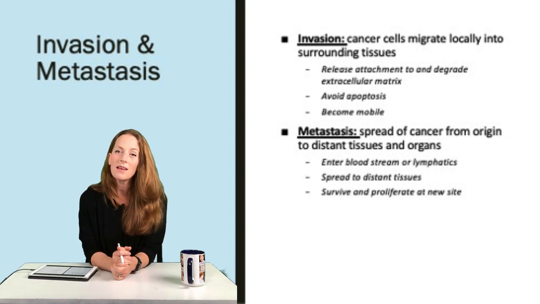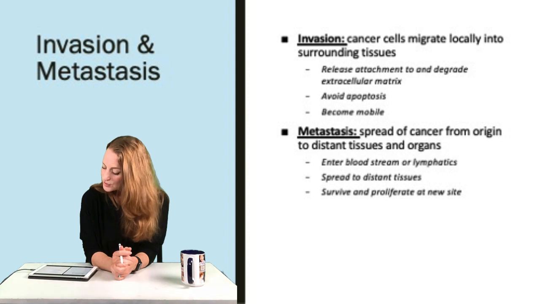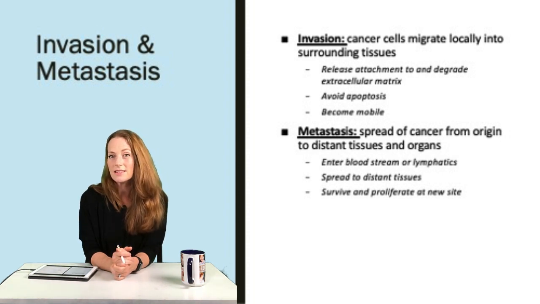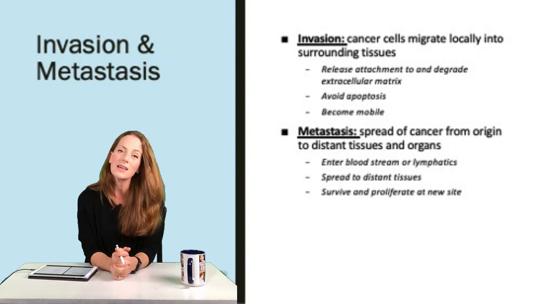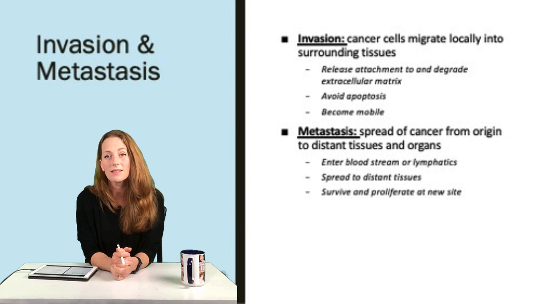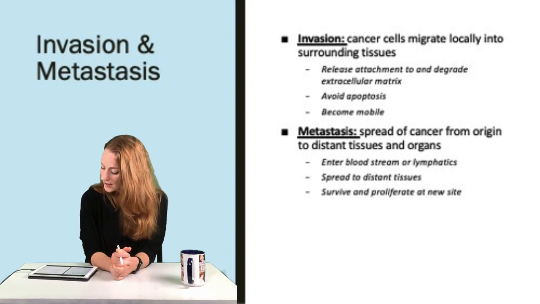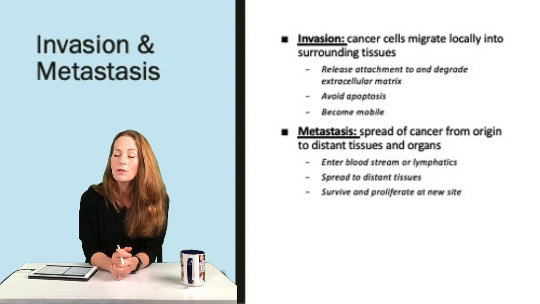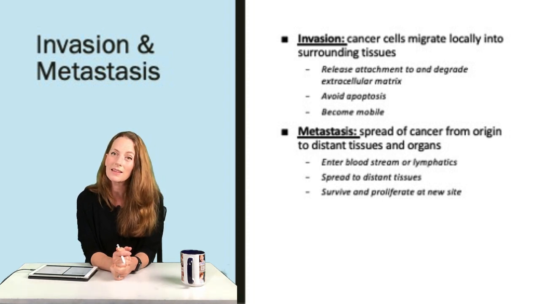Metastasis is when the cancer cells spread from the origin to distant tissue sites. They can do this by entering the bloodstream or the lymphatics and traveling to sites throughout the body. They can spread to distant tissues and then survive and proliferate at new sites.